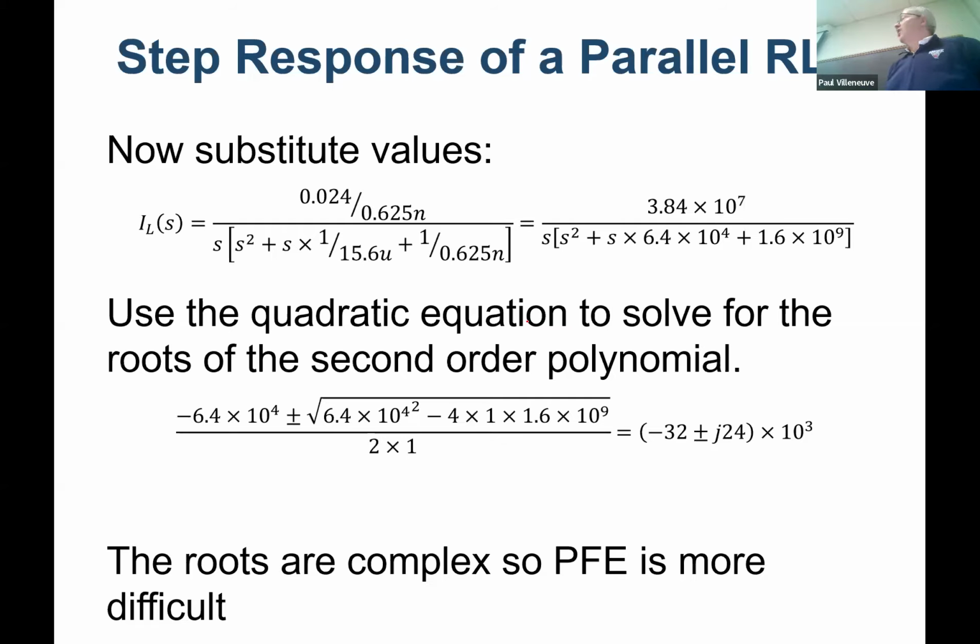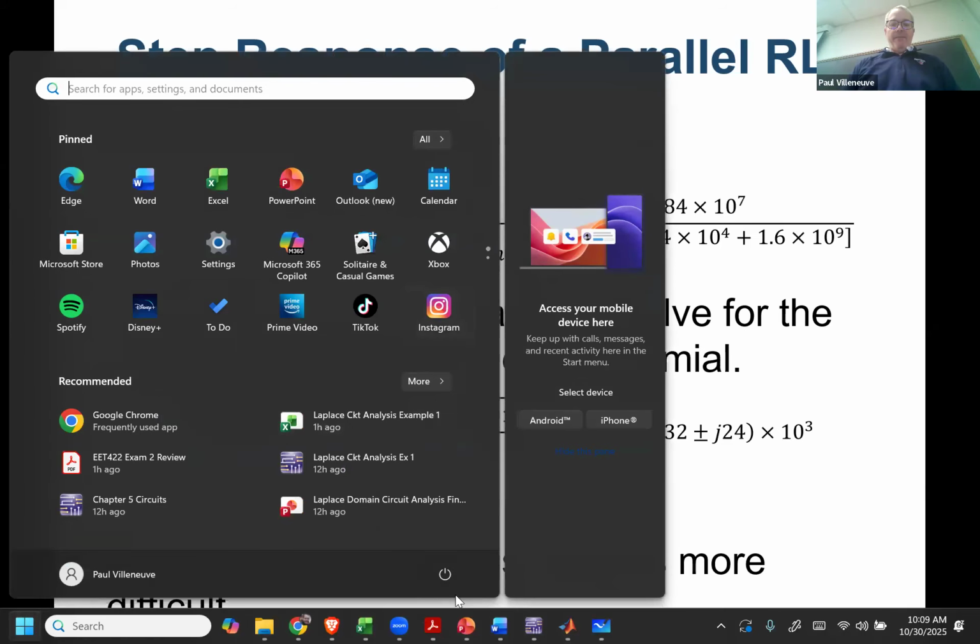And I can actually solve for the roots of this to figure out if there's real and equal roots, real and unequal roots, or are they complex conjugates of each other. And when I do that, I end up with negative 32 plus or minus J24 times 10 to the third. All right. If you don't like that, you can always go to MATLAB here.